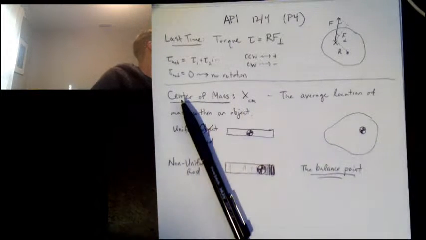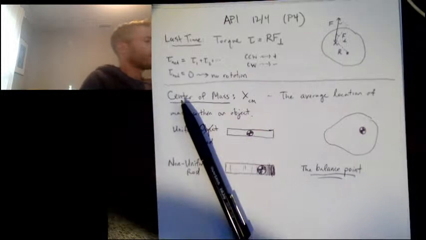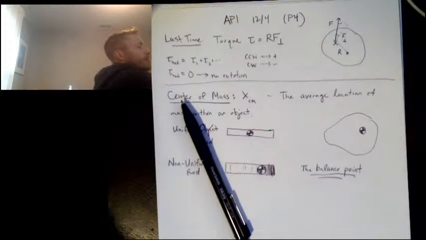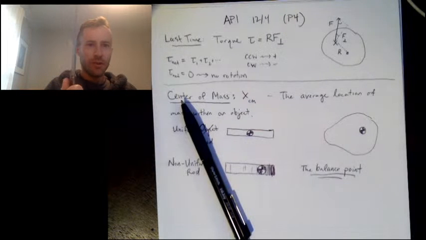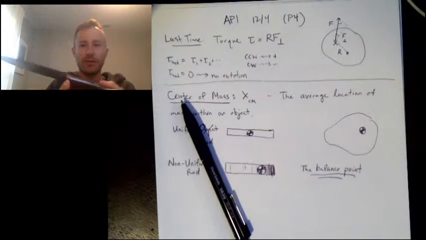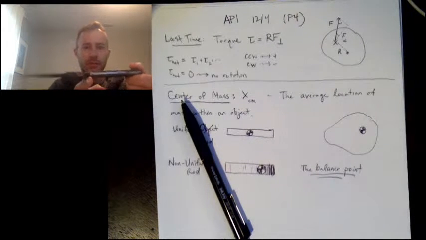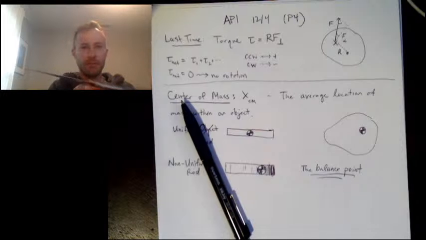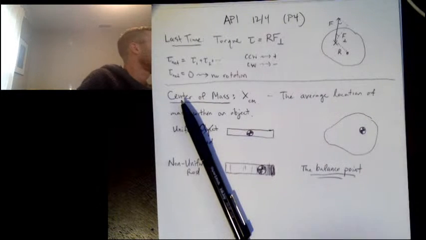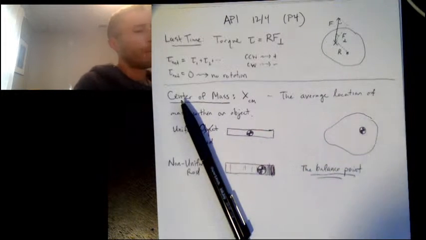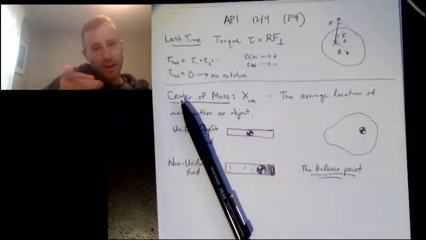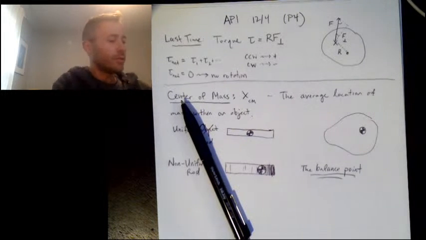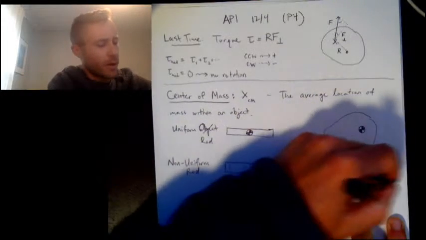Let's see if that's true for some other ones. So here, this knife is a lot thinner, so I'm thinking that it's going to be more to this side. Oh, but it's not. So anyways, that's one way you can find the center of mass, just by trying to balance it and seeing where you have to hold it to make it balance.